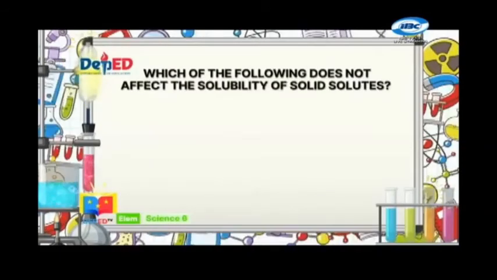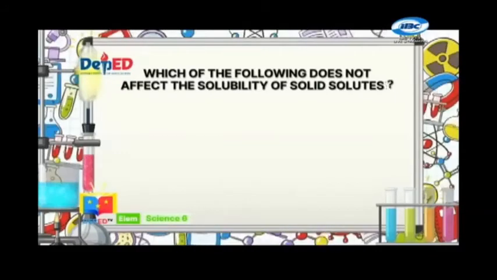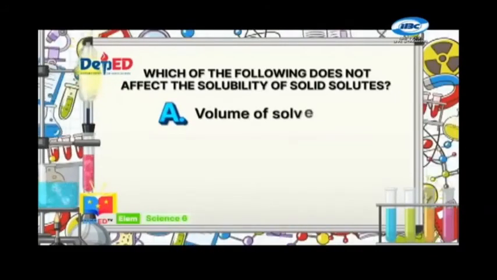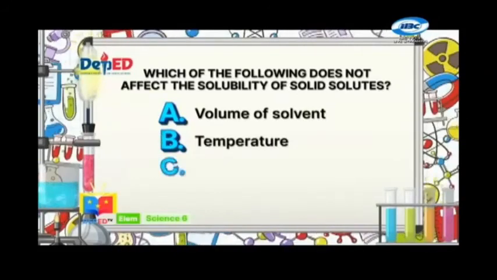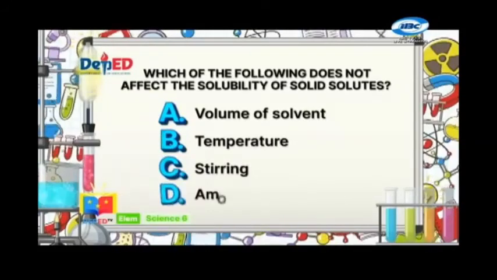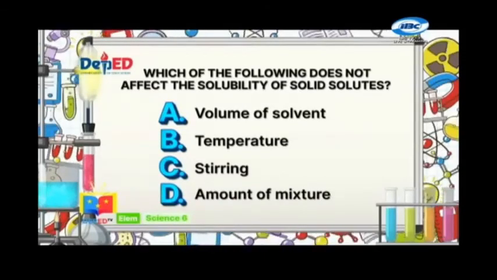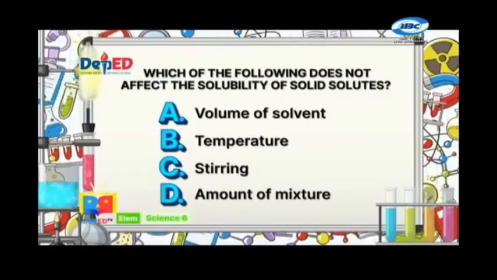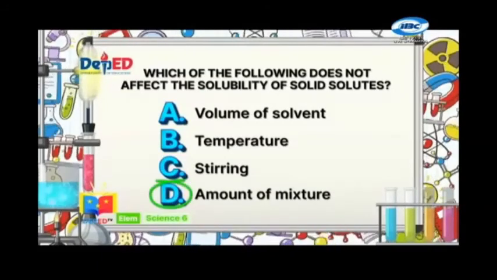Number 4. Which of the following does not affect the solubility of solid solutes? A, volume of solvent. B, temperature. C, stirring. Or D, amount of mixture. The correct answer is D, amount of mixture.